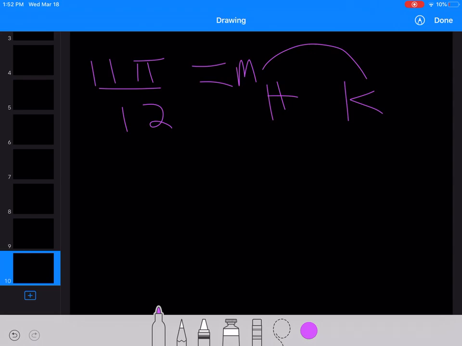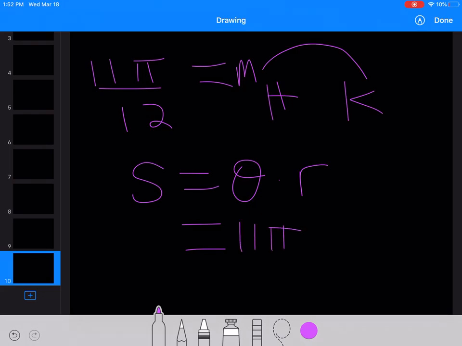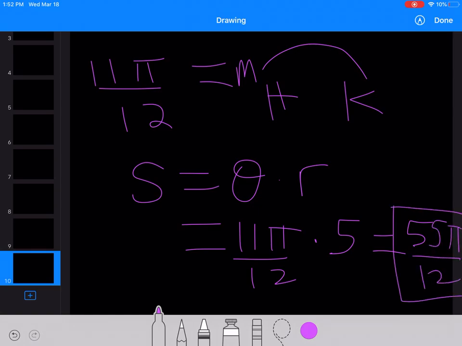So now we can just plug that in the formula. S equals theta times r. So we found that angle is 11 pi over 12 times the radius, which was 5. So we're going to get 55 pi over 12. And that's the arc length S we're finding there.